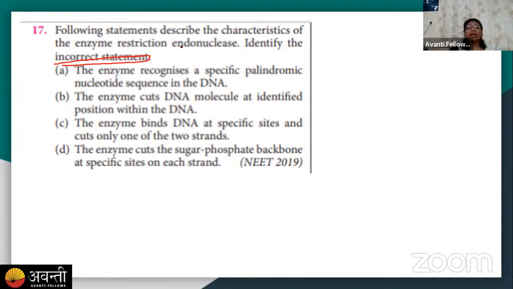Now you have to choose your option. You have to find out the incorrect statement regarding the restriction endonuclease. Please keep this in mind. You know, restriction endonuclease is an enzyme which is responsible for cutting the DNA at both the strands, and they always result in the formation of either sticky ends or blunt ends, right? So give me your answer in the chat box, or you can give your answer in this poll. So I'm launching the poll. Here is your poll. Please give your answer.